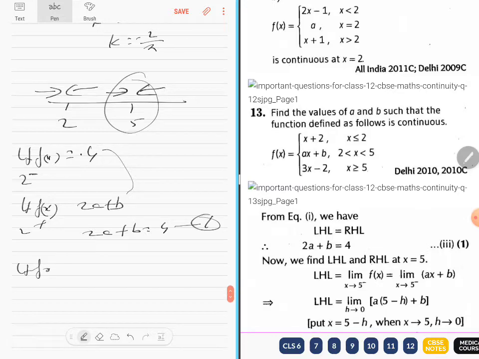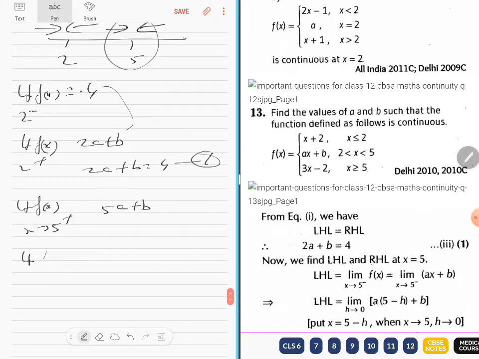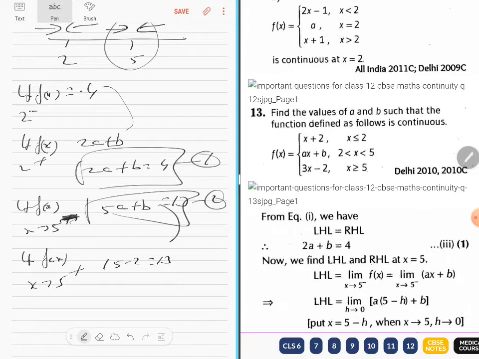So limit of f of x as x tends to 5 from the left. What is the formula? ax plus b will become 5a plus b. The limit of f of x as x tends to 5 from the right. Sorry, it's just 15 minus 2, which is 13. So this can be equated to 13. So thus you get a second equation. Solve these two equations, get the values of a and b.